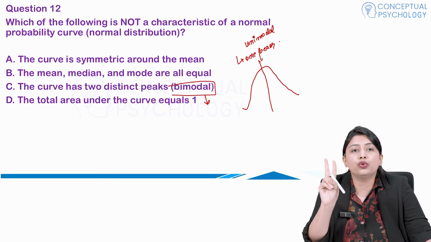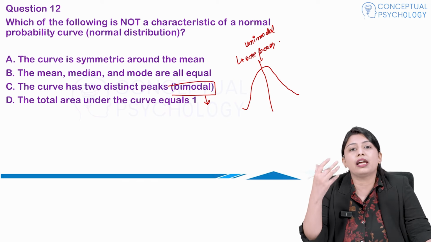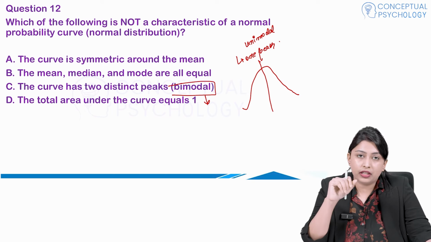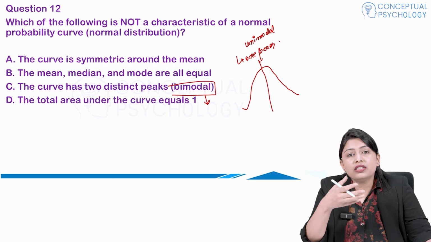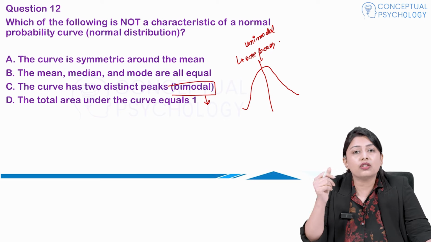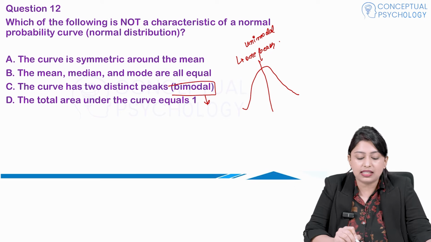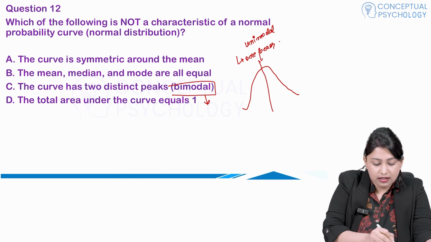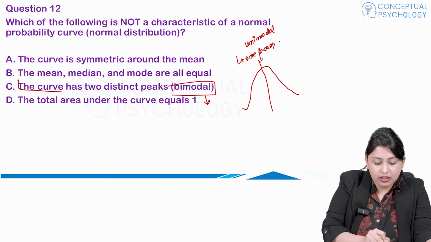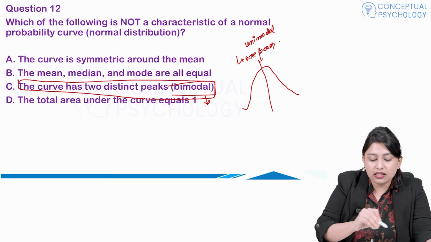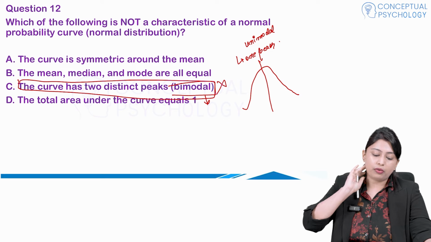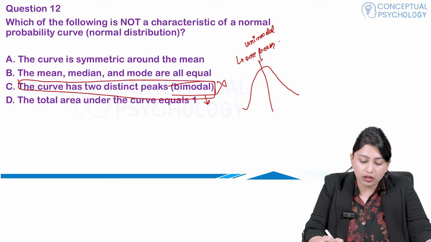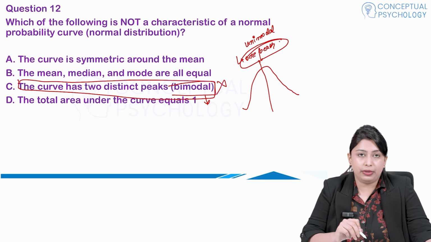Right. So a bimodal distribution, which has two peaks, represents a completely different type of distribution and is not characteristic of a normal probability curve. Bimodal distributions often suggest the presence of two different populations or underlying processes within the same data set. Okay, so the correct answer here is the curve has two distinct peaks. It is not a characteristic of a normal probability curve, because a normal probability curve is unimodal, having only one peak.